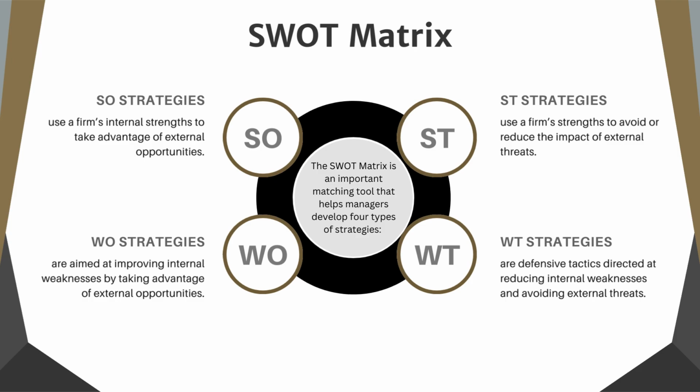SO strategies use a firm's internal strengths to take advantage of external opportunities. WO strategies are aimed at improving internal weaknesses by taking advantage of external opportunities. ST strategies use a firm's strengths to avoid or reduce the impact of external threats. WT strategies are defensive tactics directed at reducing internal weaknesses and avoiding external threats.